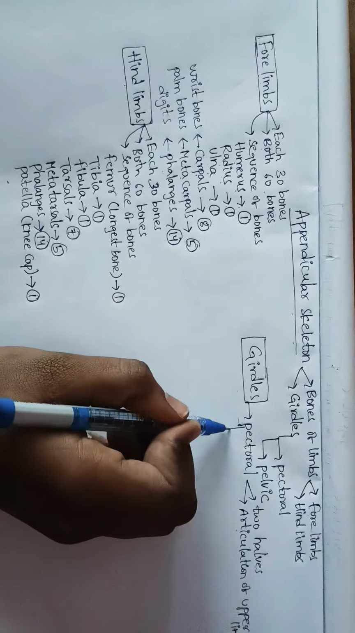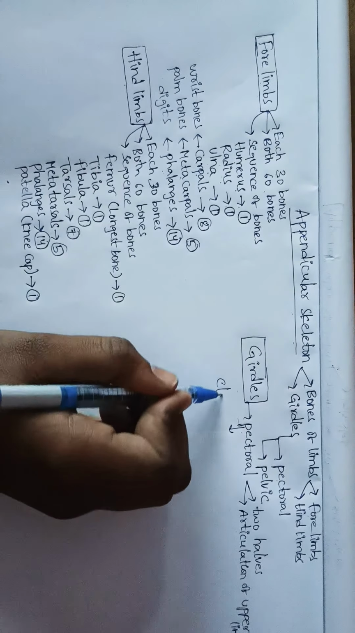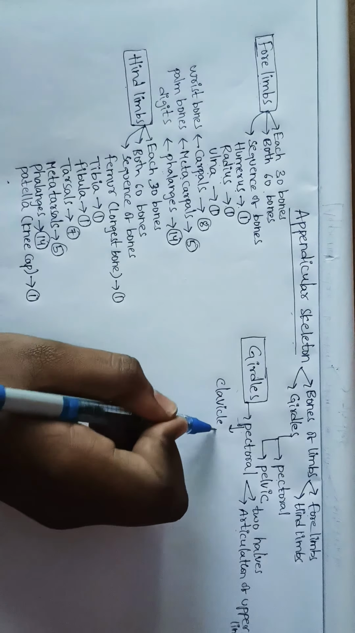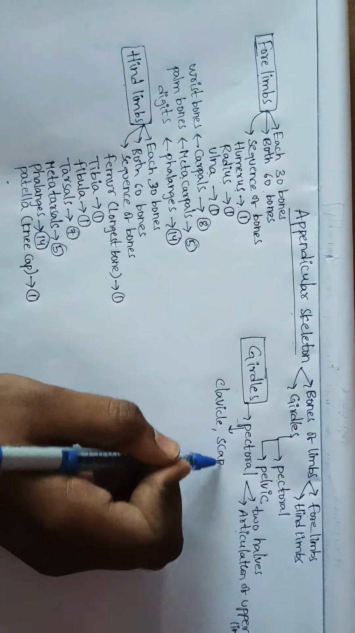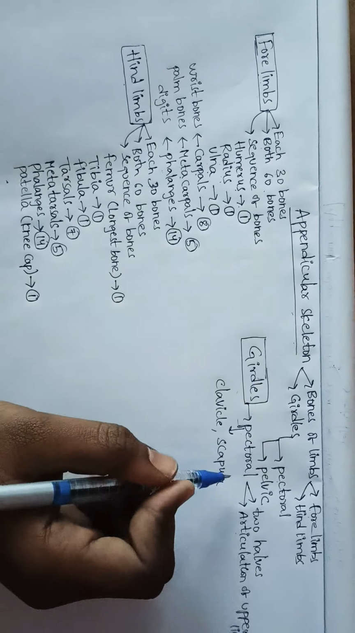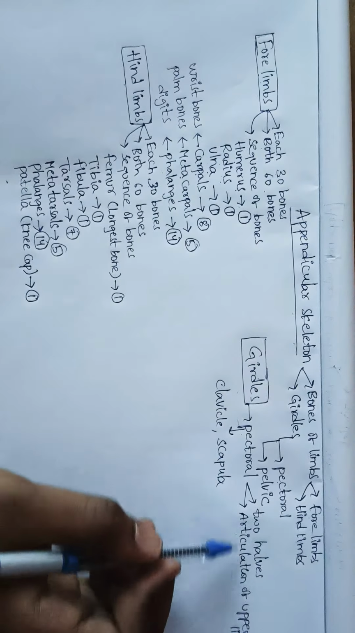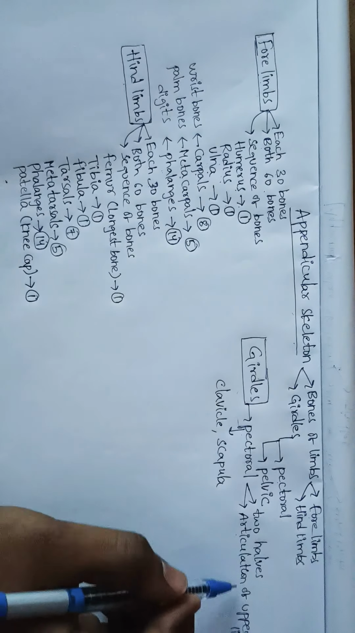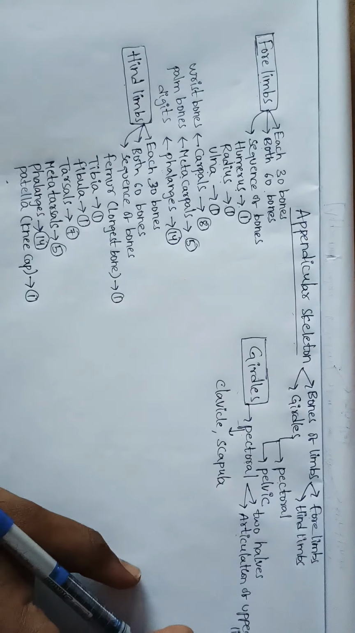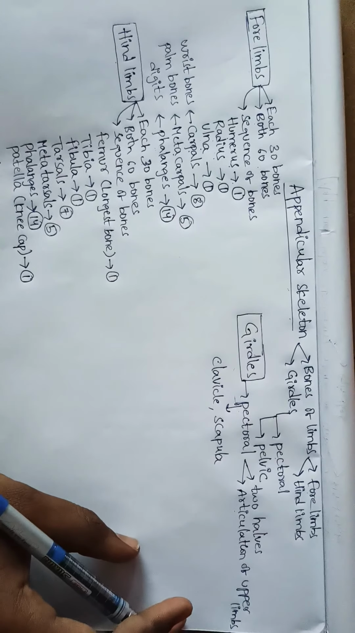The pectoral girdle consists of clavicle and scapula. What is the use of the pectoral girdle? Articulation of upper limbs.